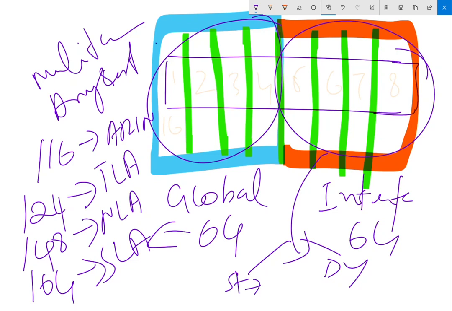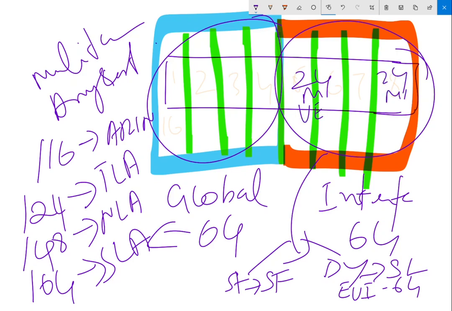If you say static, then it is stateful. Dynamic, it is stateless. So we use EUI-64. What happens is, it takes the MAC address, the 24-bit MAC vendor information and the 24-bit MAC interface information, and then it adds FF and FE in between, and it becomes a unique interface ID, right?